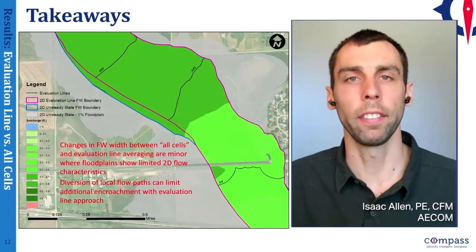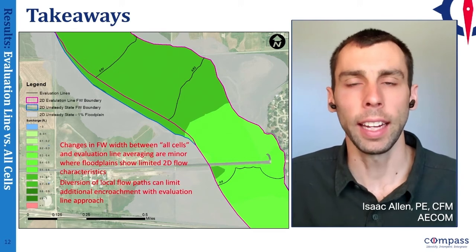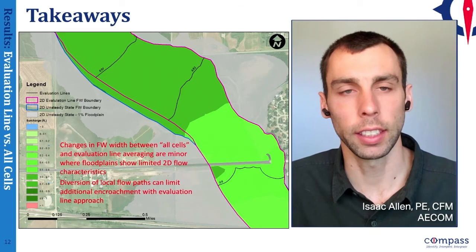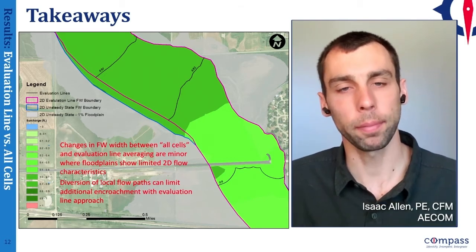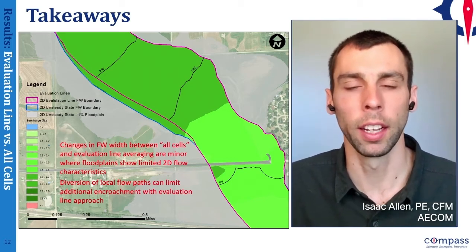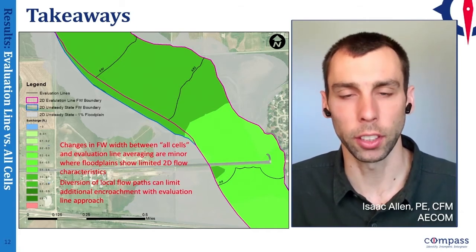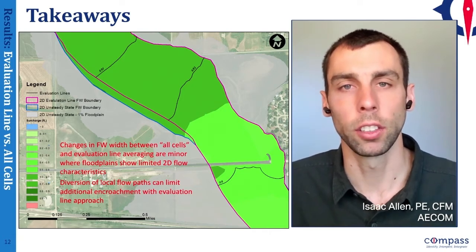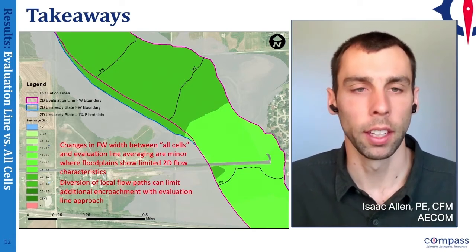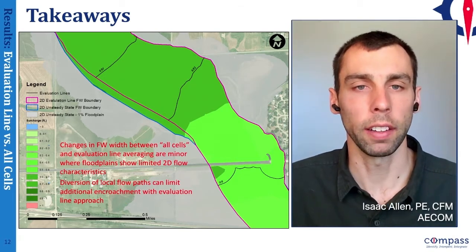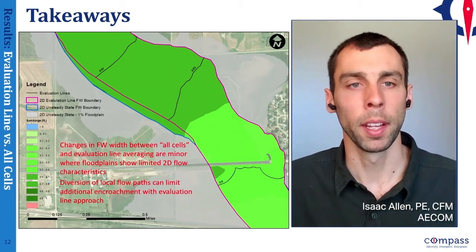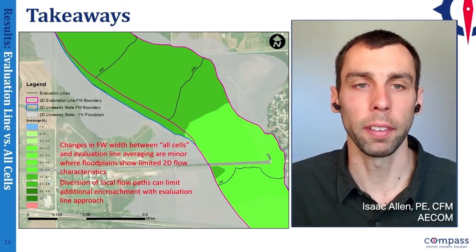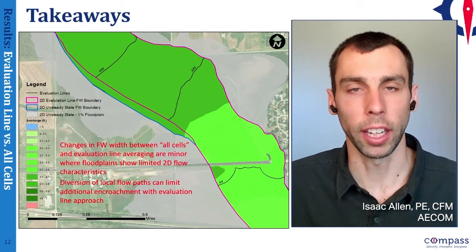Another takeaway from our evaluation line tests is that, again, similar to the last example, where 1D flow characteristics largely exist, even in a 2D model, there are going to be almost no differences between the evaluation line and all cells approach. Where you do have some 2D flow characteristics, such as areas that have storage or attenuation into the overbanks, you may find minor differences between the evaluation line and all cells approach, but especially at the map scale, those differences likely are not going to be very significant for the floodway that's being generated.